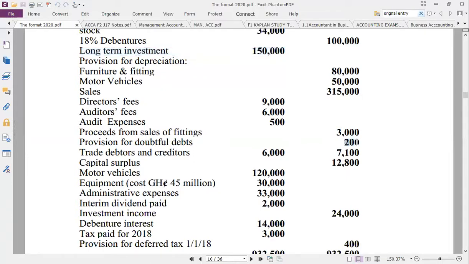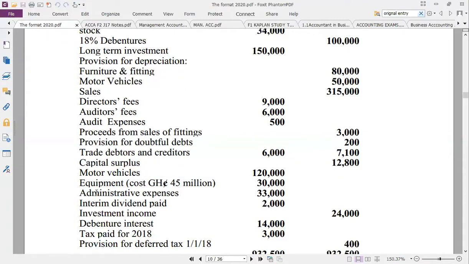So this, we will take it off from the receivable or the debtors. You can see trade debtors and creditors. So debtor is 6,000, creditors are 7,000. So you will take the 200 from the 6,000, and then we will show it in the financial position, current assets. Capital surplus, that's 12,800. That is the revaluation reserve or revaluation surplus. They mean the same. So they go to changes in equity and then the financial position. They are equity items.